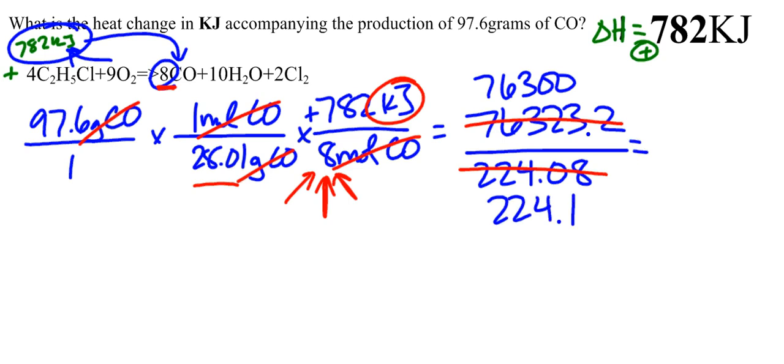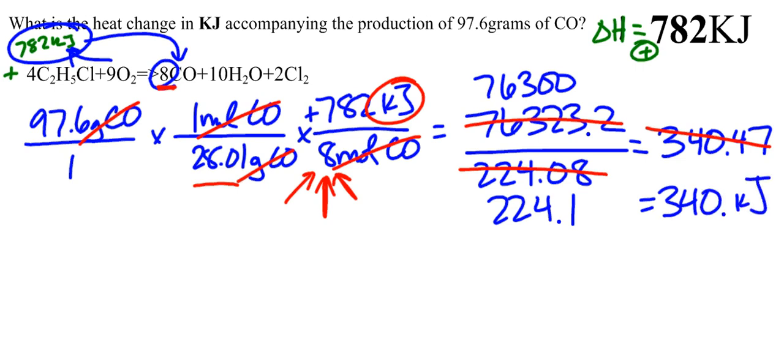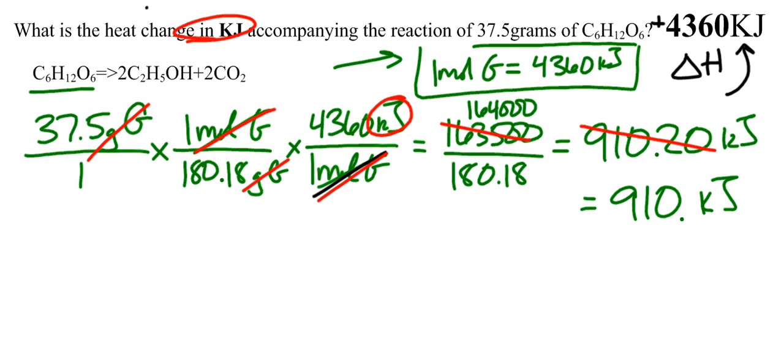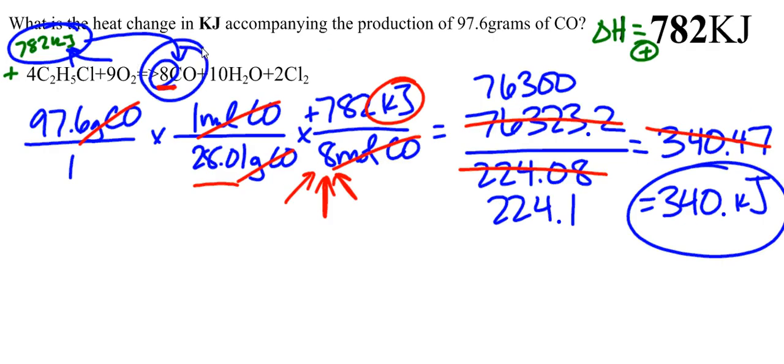I do the math, it should be 340.47, which, again, I have 3 sig figs in my numerator, so that's toast, and I'll go 340 kilojoules, okay? That's my answer. Now, both of these problems, both this one and this one, were involving solving for energy based on the number of grams of either a reactant, like I did in this problem, or a product, like I did in this problem.